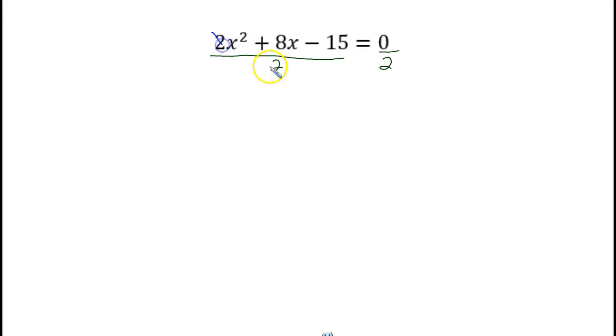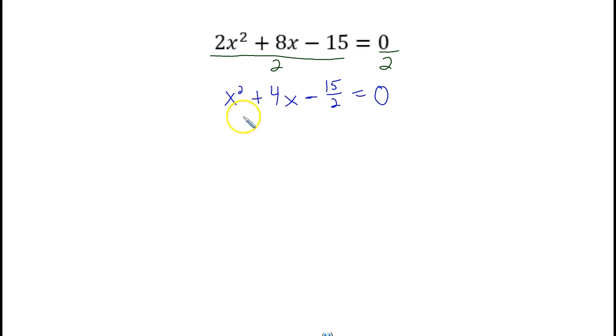So that this 2 here and this 2 down here essentially cancel out, leaving me with just x squared. 8 divided by 2 is 4x. And minus 15 over 2, I probably could write it as a decimal, but I'm going to leave it as the fraction 15 over 2. 0 divided by anything is still 0. So now I have a situation where the leading coefficient is 1, and I can go ahead and complete this square.